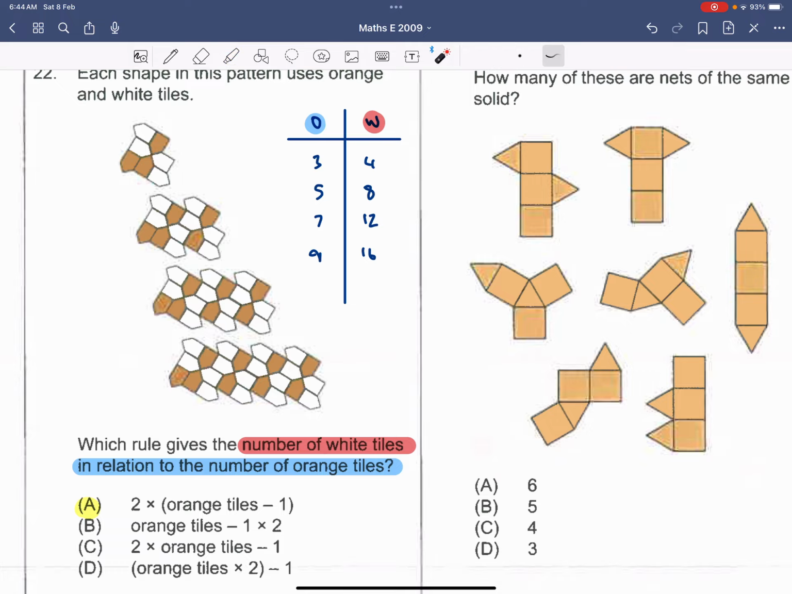All right, you can't do this, guys. If you do orange tiles take 1 times 2 and you don't put it in brackets, then according to BIMDAS, you do the times 2 first. And that's not what it is. We're not doing the times by 2 first. We're doing the orange tiles take away 1 first, and then we are timesing by 2. So that's why the answer must be A, okay?